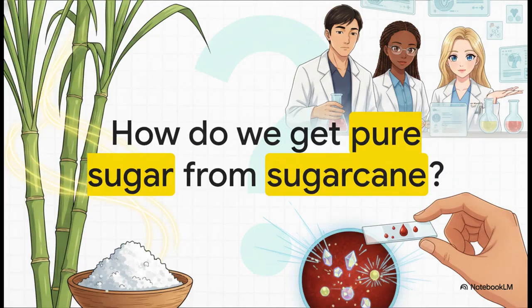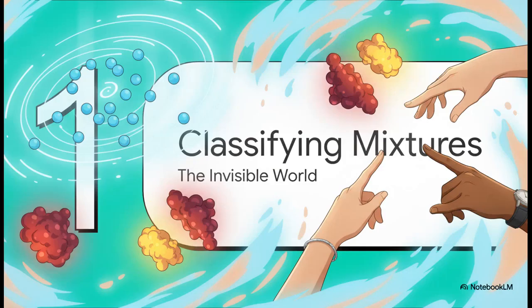I mean, really, think about this for a second. How exactly do we get pure, sweet, white crystals of sugar out of a tall, raw green sugarcane plant? Or on a much more critical level, how do doctors isolate a specific disease, like malaria, from just a few drops of really complex human blood? We are constantly extracting the pure from the raw. And to understand how we pull off these everyday miracles, well, we first have to understand the nature of what we're pulling apart. Section 1, classifying what we mix, the invisible world.